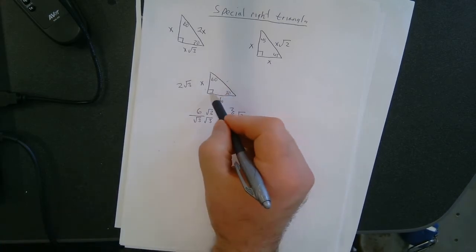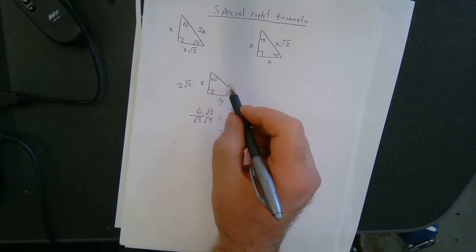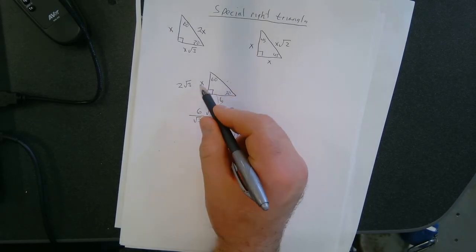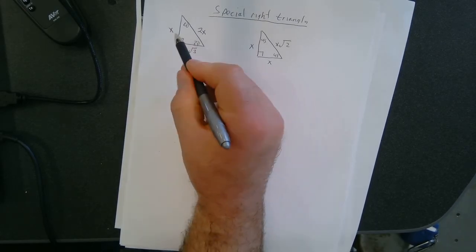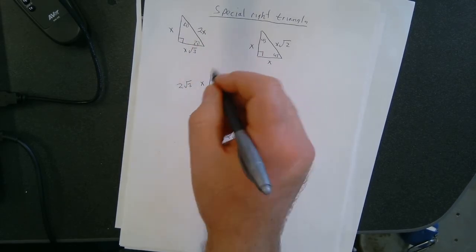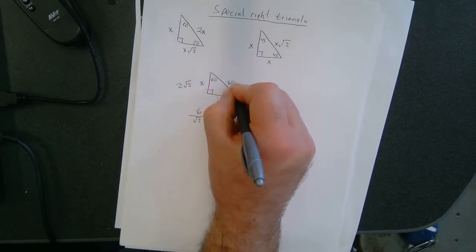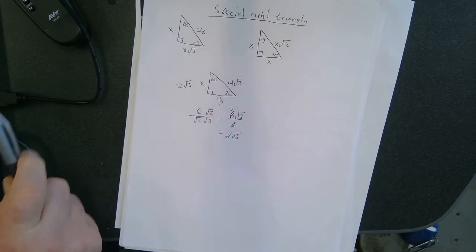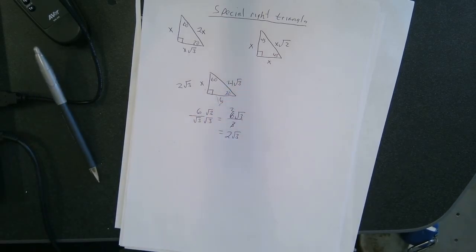If you had to get the hypotenuse, which I don't think this question asks, you have to multiply the shorter leg by 2. If this is x, that's 2x. If I times this by 2, I get that. So 2 times 2 root 3 would be 4 root 3. But they don't ask that question in this problem, I don't believe. So there it is.